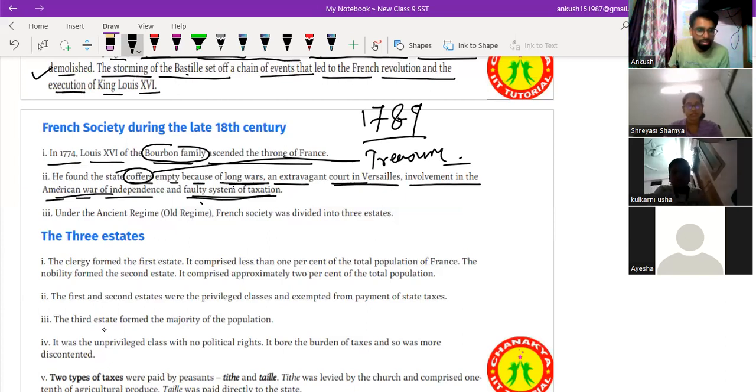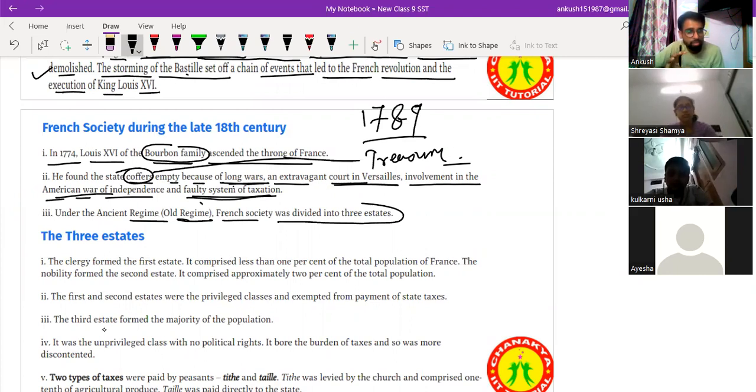Under the ancient regime, meaning the old regime, French society was divided into 3 states. This is the earlier time, when Louis XVI was not the king, was not the monarch. Are you getting the point? Is there any confusion till now? No, sir. Okay. If you have any confusion, please ask me at the same time, because this is a chapter which is too long. You would have to keep every event in your brain. Understood?